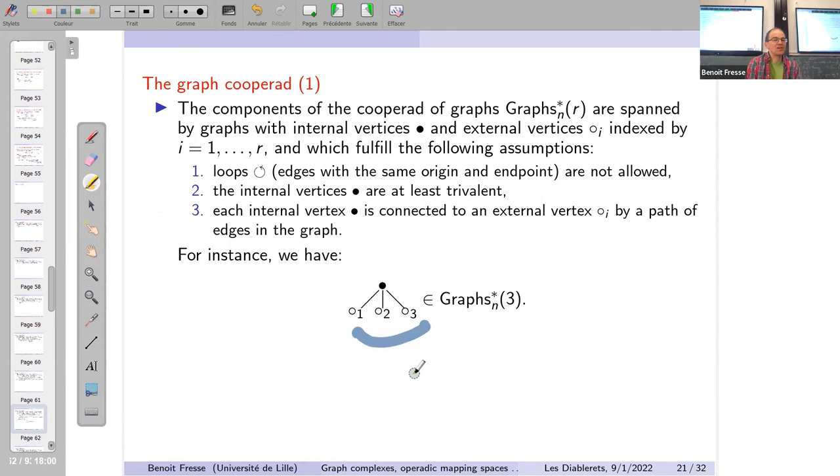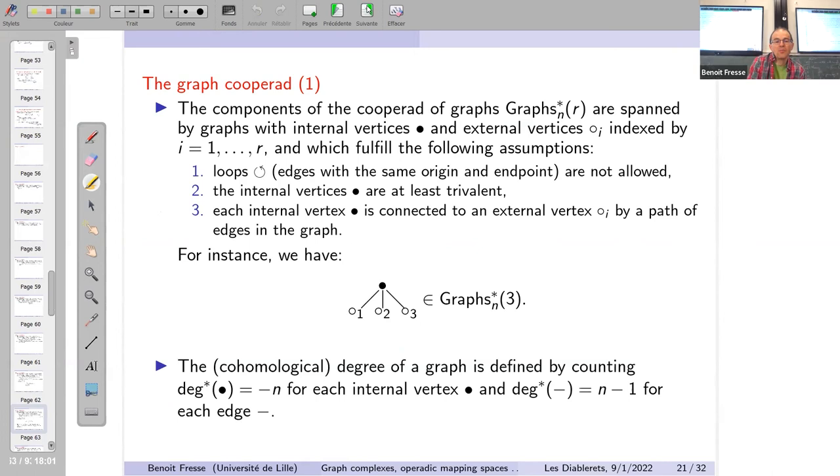And again, up to parity, this definition doesn't depend on n. The integer n only explains how to determine the degree of a graph. So it's a variant, rather, of a previous rule.